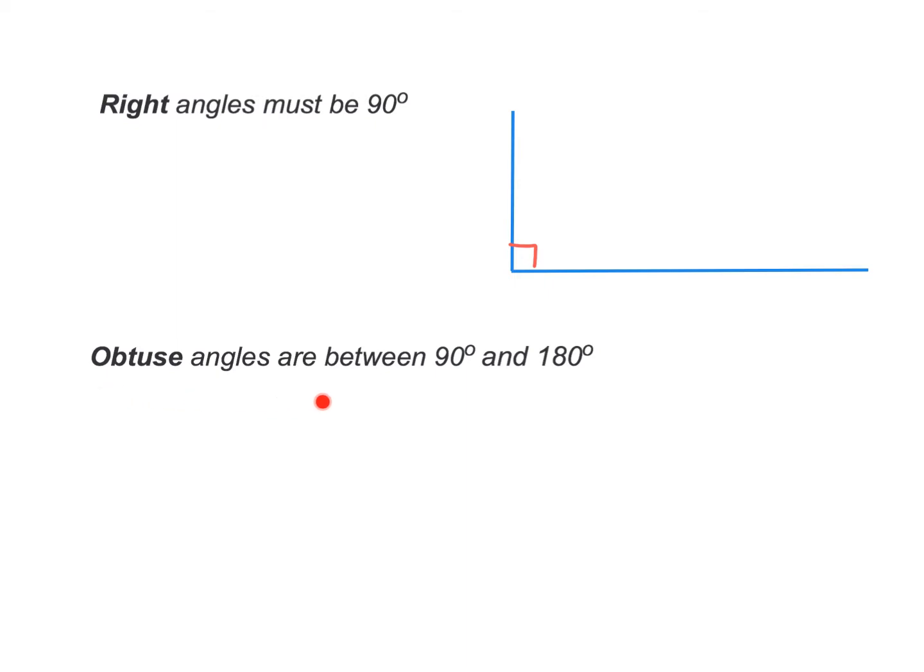The next angle is obtuse angles, and they are between 90 degrees and 180 degrees. So this is an example of an obtuse angle. The angle inside here is between 90 degrees, which is straight up, and 180 degrees. 180 degrees will be a straight line. So this angle goes like this. So it is between 90 degrees and 180 degrees. And to represent an angle, we normally put a little arc in like that. So that is an obtuse angle between 90 and 180 degrees.